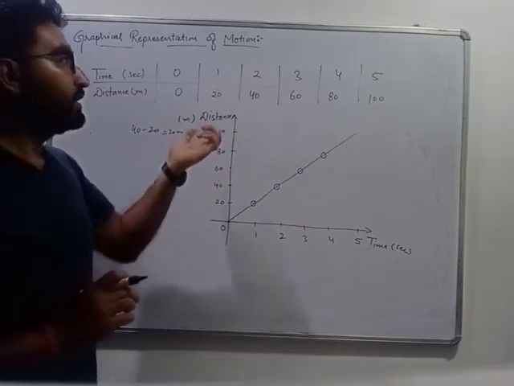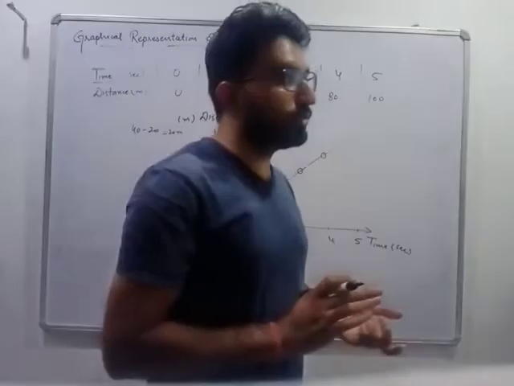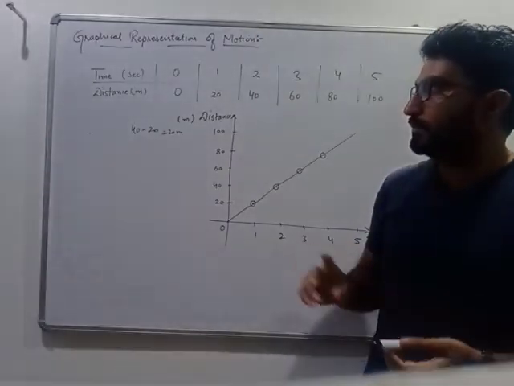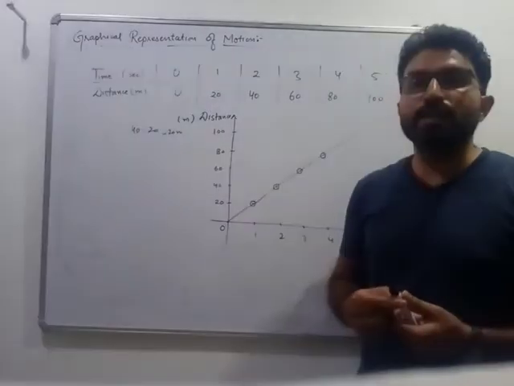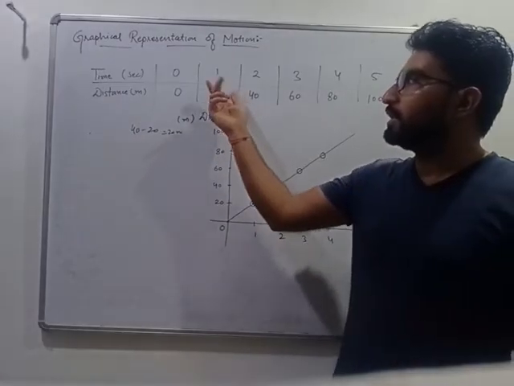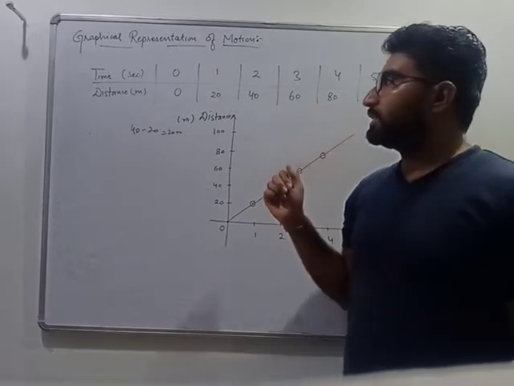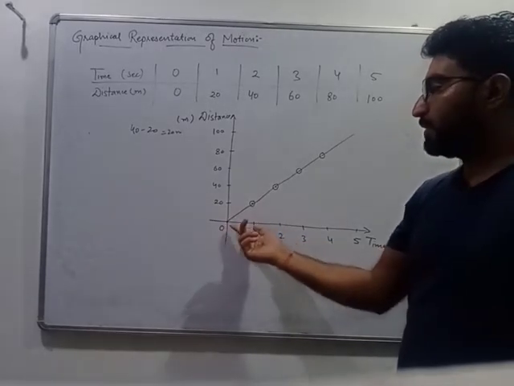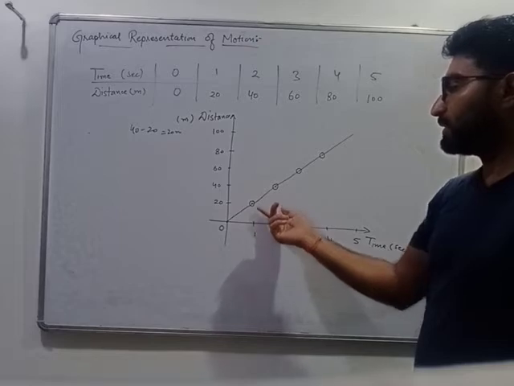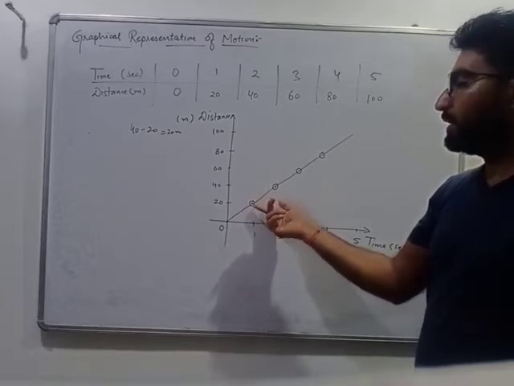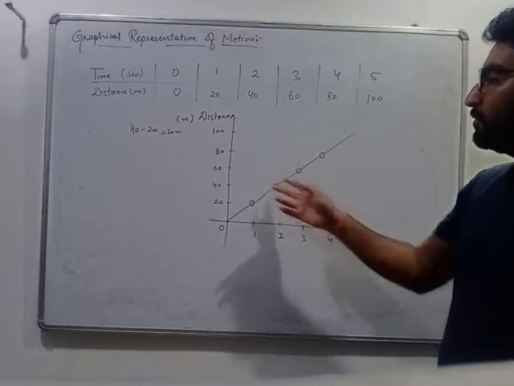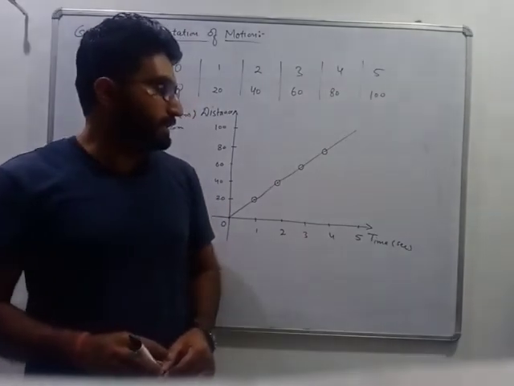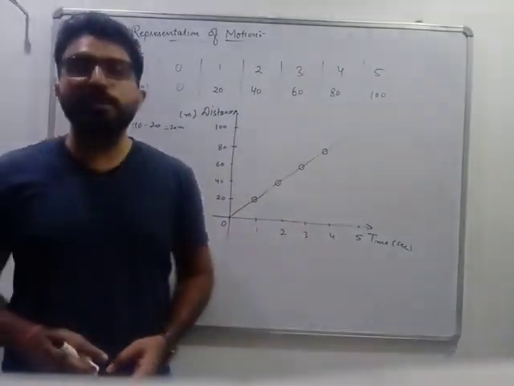So according to the definition of uniform motion, what is the definition of uniform motion? When a body travels equal distance in equal intervals of time, then the body is said to be in uniform motion. Here is the same case. Here the body in the first second moves a distance of 20 meter. Again in the second time interval, it covers a distance of 20 meter. So this is the graph of distance and time for a body which is moving uniformly.